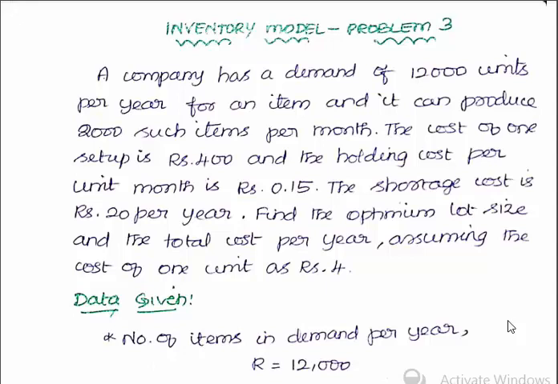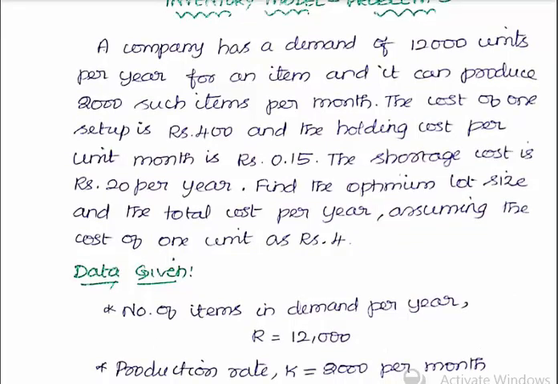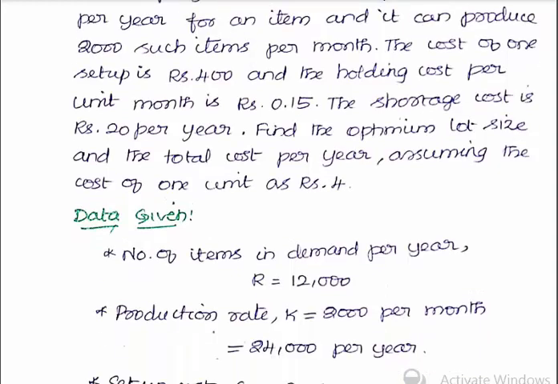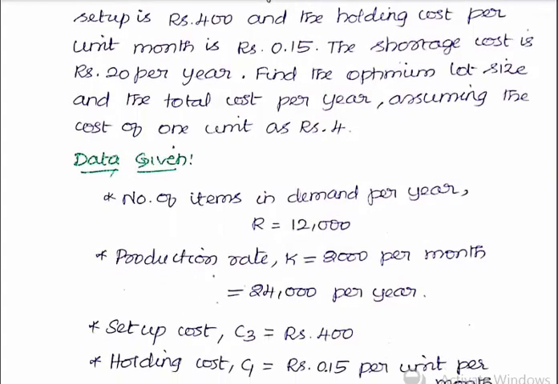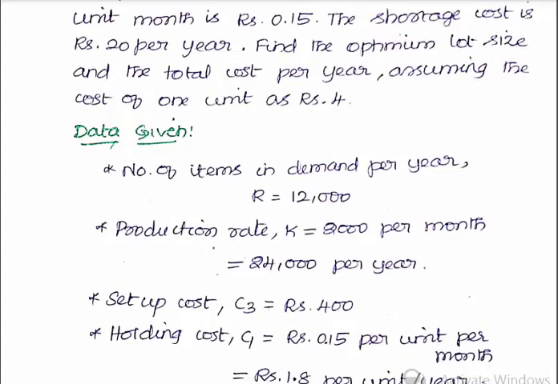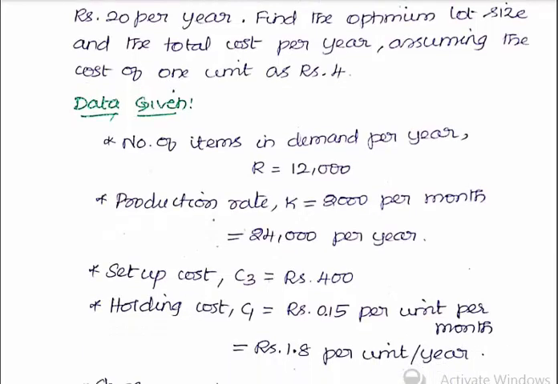So first data, that is the demand rate per annum, capital R is 12,000 and the production rate is mentioned in the problem per month 2,000. So we can convert that per year 24,000, that is denoted by capital K. Setup cost C3 is rupees 400. Holding cost C1 is given for month, that is 0.15. So we can convert that value per year by multiplying by 12. So rupees 1.8 per unit per year.